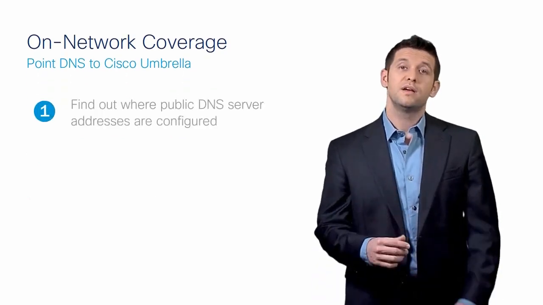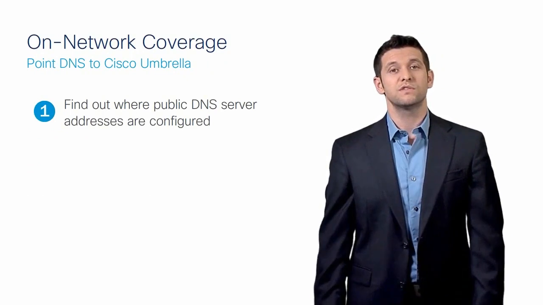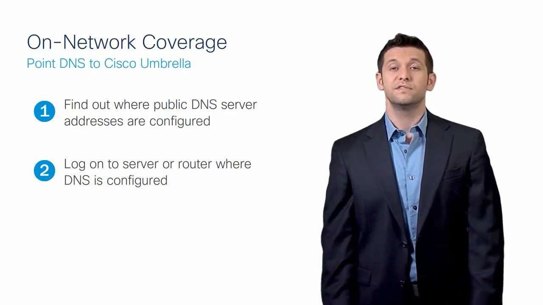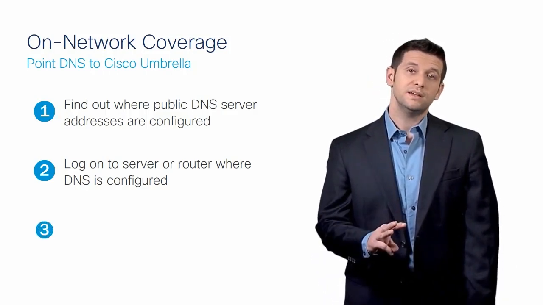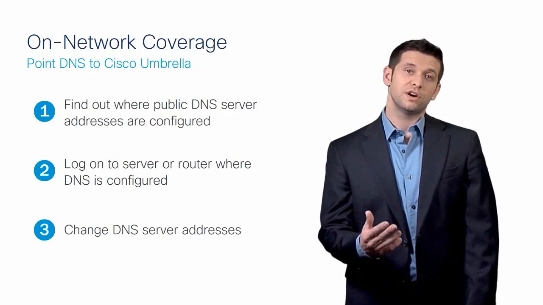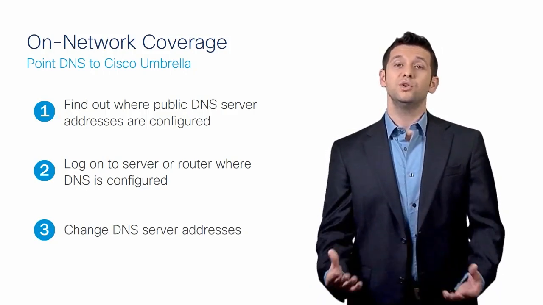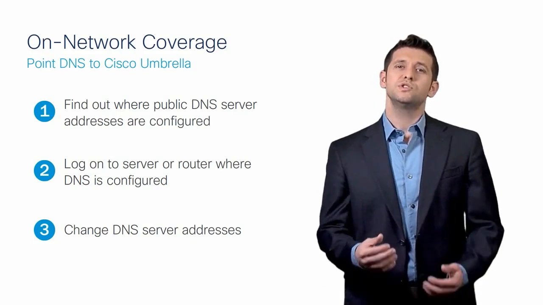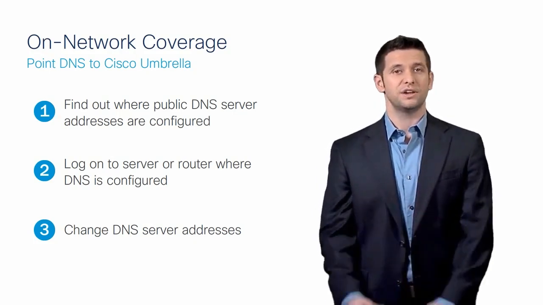Step 1, find out where the public DNS server addresses are configured. Step 2, log on to the server or router where DNS is configured. Step 3, change DNS server addresses. Then you'll go on to create your policies, but with those simple steps, you'll be able to start protecting any device on your network.